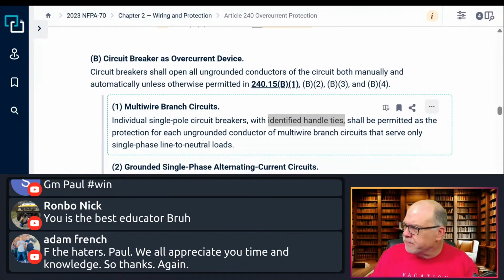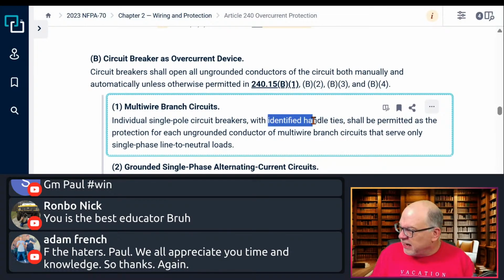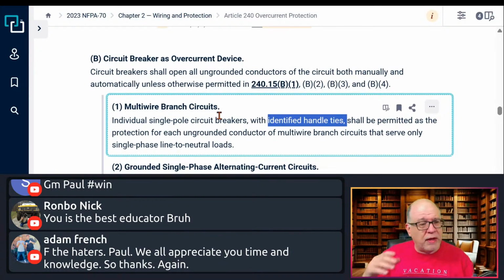But I get it. All right, so that's the identified handle tie. The manufacturers will give you an identified handle tie. You can buy one for it. The easy thing is to use a 2-pole or 3-pole breaker. You don't have to worry about it. But if you're going to use single poles, again, make sure they're stacked on top of each other.